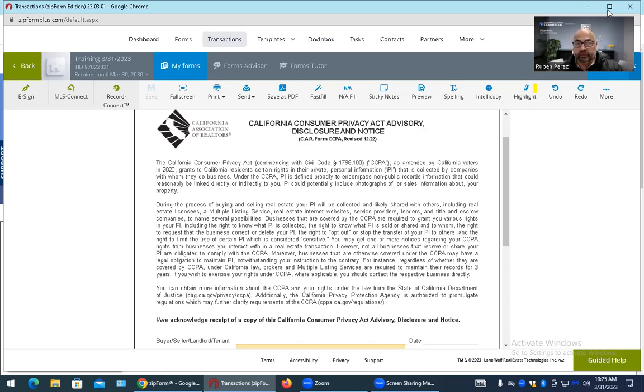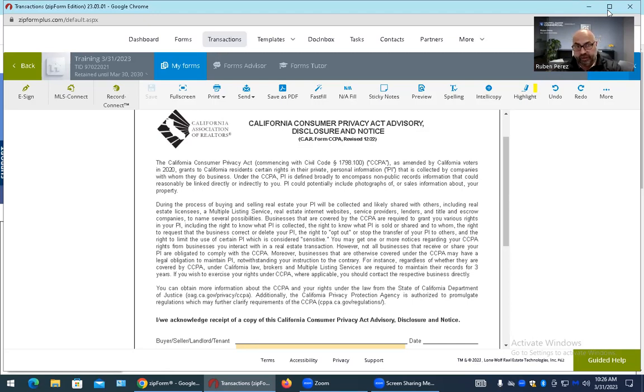So in real estate, the CCPA, during the process of selling, buying, or leasing real estate, this disclosure discloses your client's personal information, which is collected and obtained and most likely shared with others for the purpose of completing the transaction. For example, if you as an agent are collecting your client's information, it all pertains to the purchase of, or actually selling, buying, or leasing real estate. And it most likely will be shared.